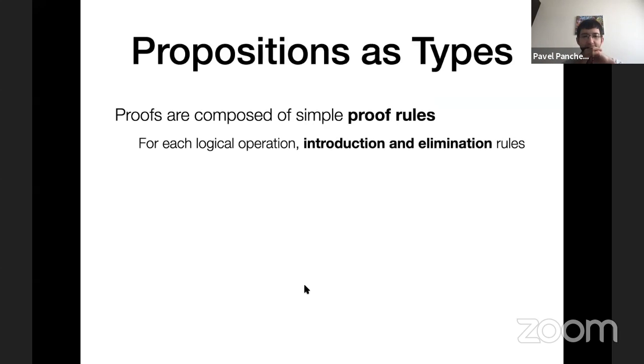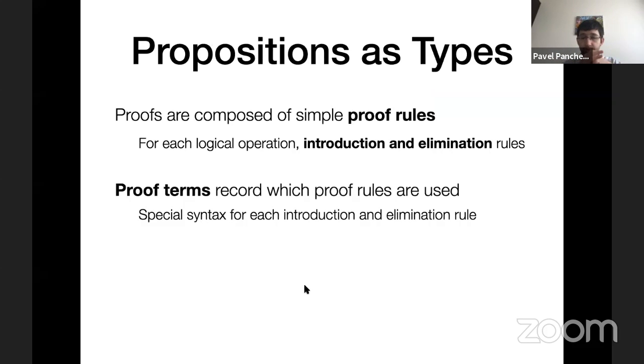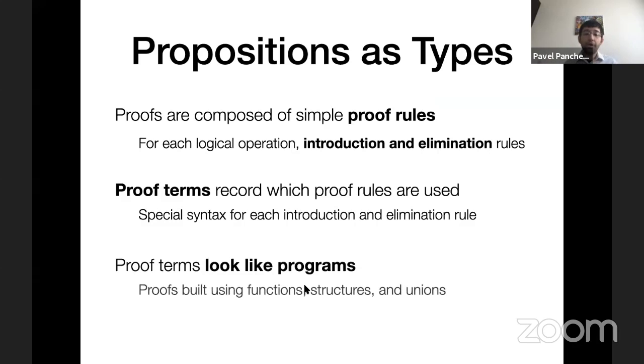And that's this philosophy of propositions as types, which says proofs are composed of simple proof rules, introduction and elimination, and proof terms, proof descriptions that record which rule is used when. So we've got this special syntax for each introduction and elimination rule. And it turns out, weirdly enough, that those proof rules look a lot like programs if you choose your syntax carefully. The rules for implications look a lot like function terms. The rules for and look a lot like structures or tuples. The rules for or look a lot like unions.